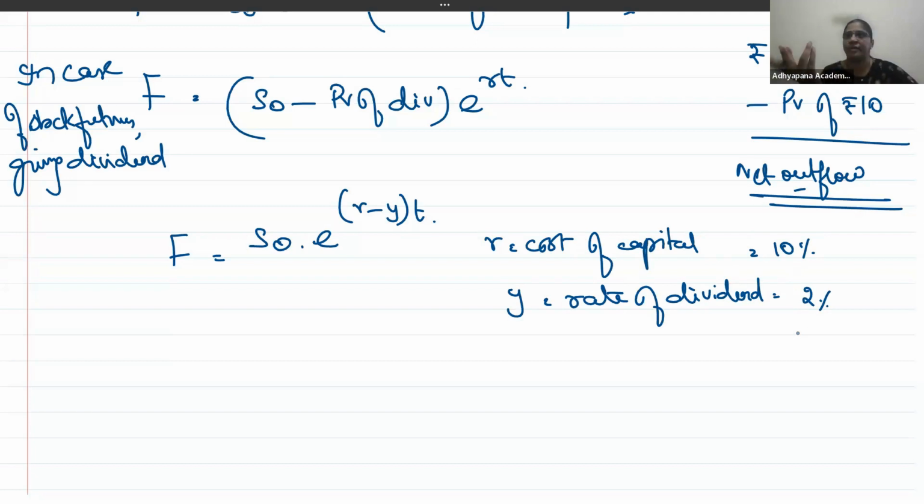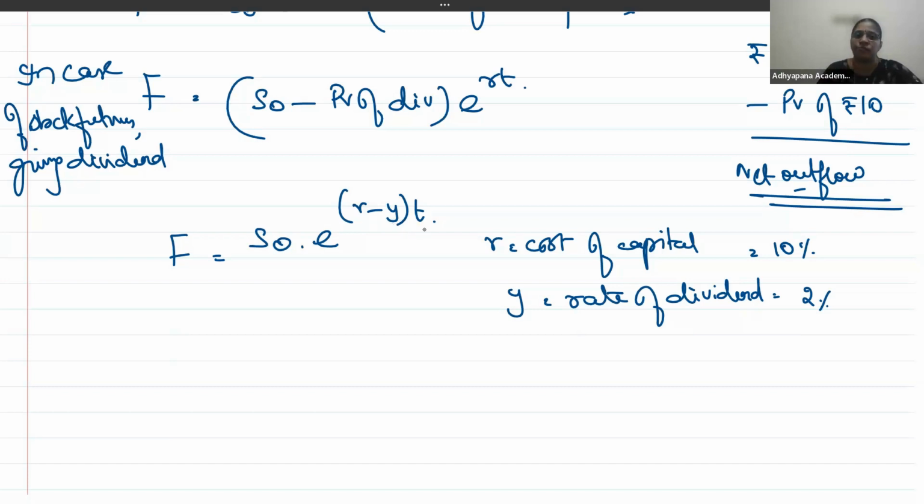I have agreed to give you 10% more. 2% I have given you in the form of dividend, which means only a net 8% I have to give you. I agreed to give you 10%, 2% I have already given you, which means net 8% only. So, it is e raised to (r minus y) into t.